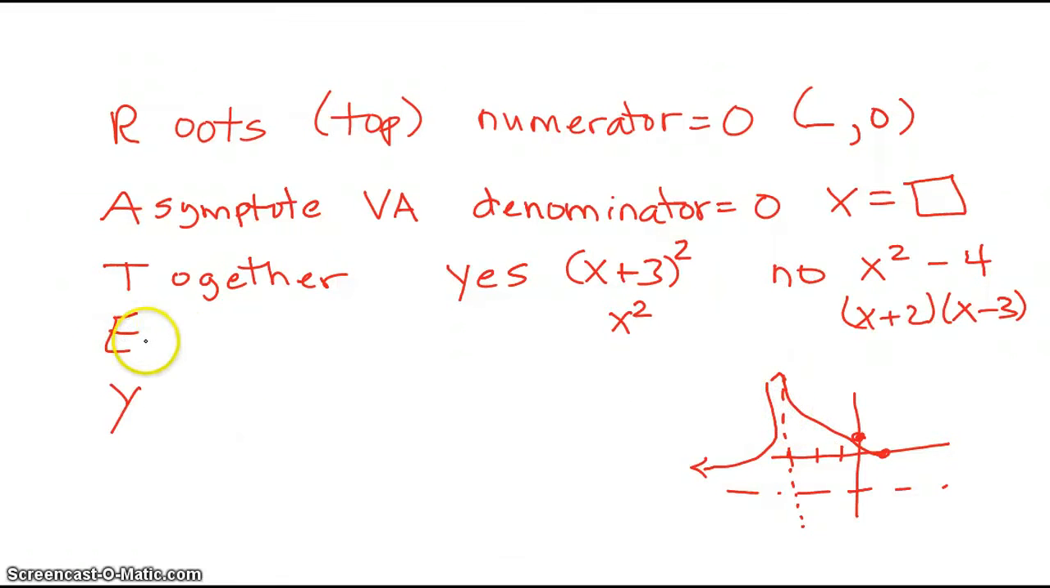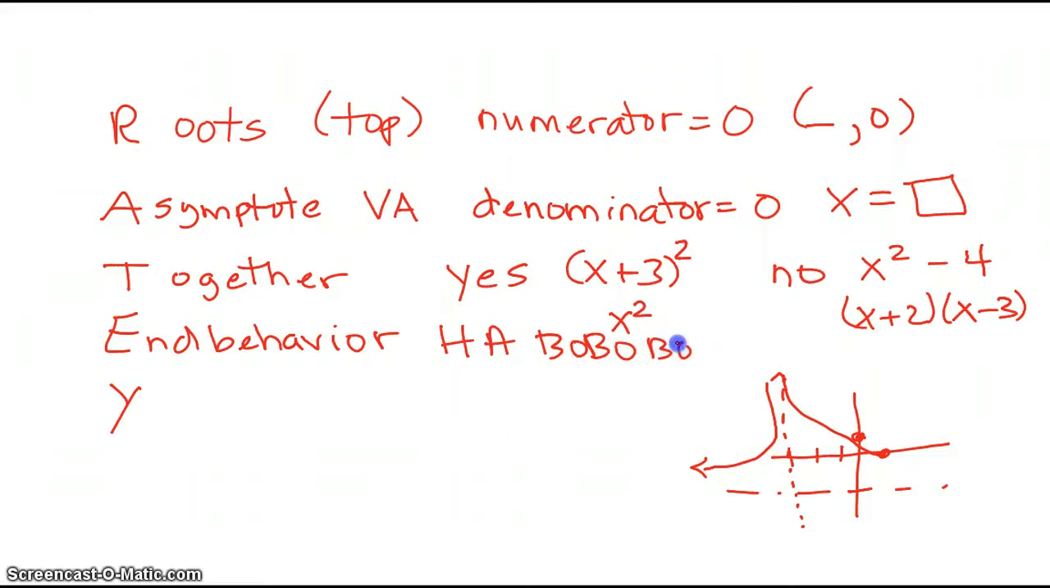E stands for the end behavior. And that's your horizontal asymptote. So that's where you're using your BOBO. And make sure that you record your answers as y equals some number.